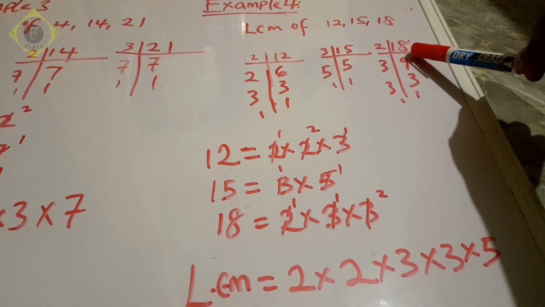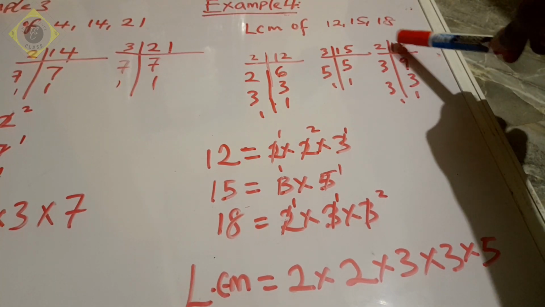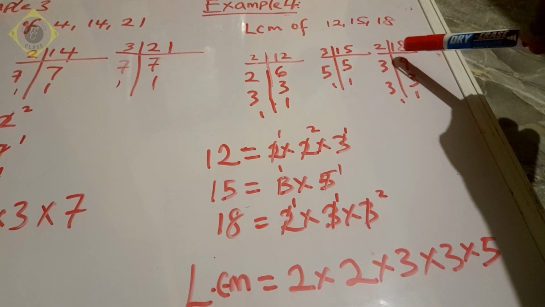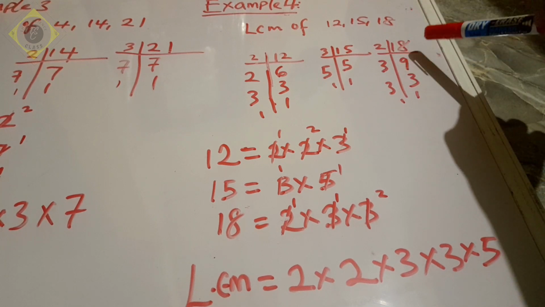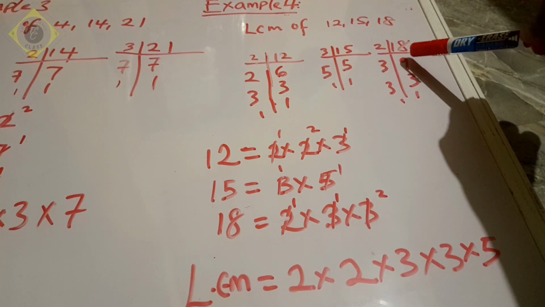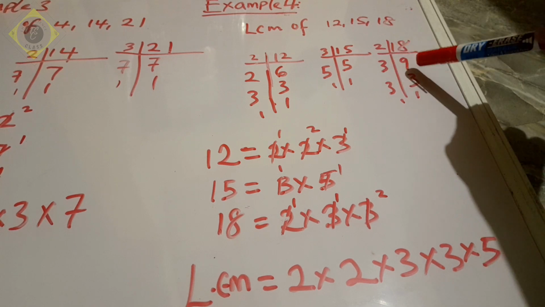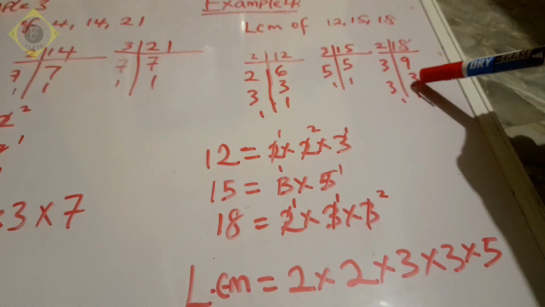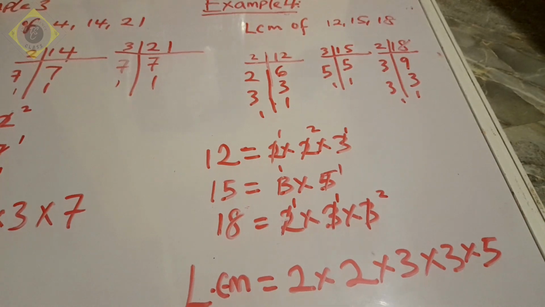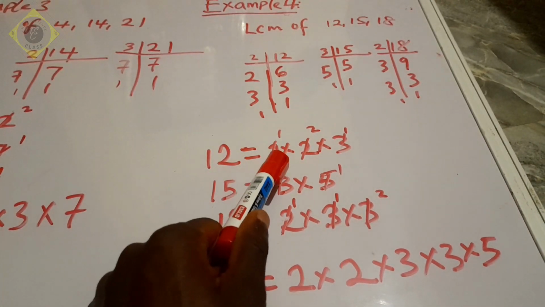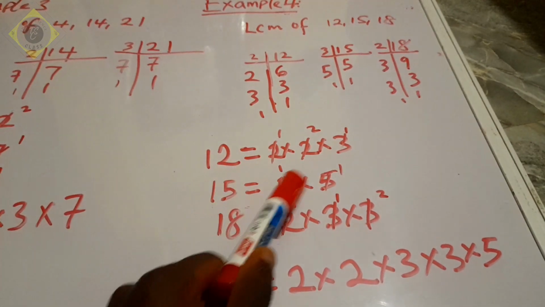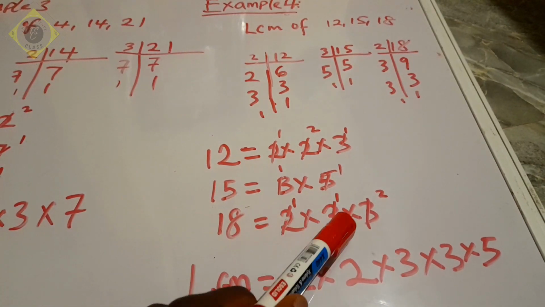Then coming to 18. 18 divided by 2 gives us 9. 2 cannot go in 9, so you go to the next prime number, which is 3. 9 divided by 3 gives us 3. 3 divided by 3 gives us 1. So here, 12 is 2 times 2 times 3. 15 is 3 times 5. 18 is 2 times 3 times 3.